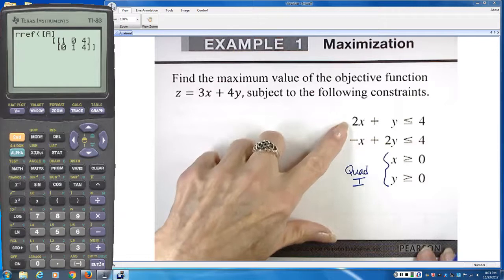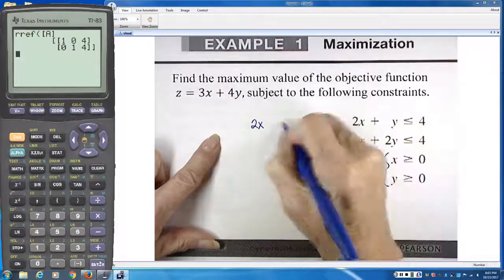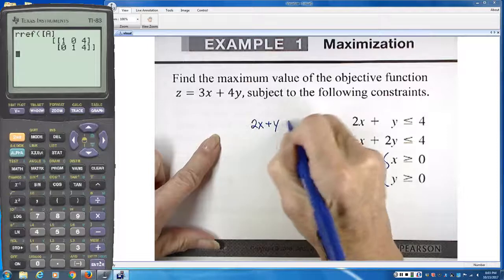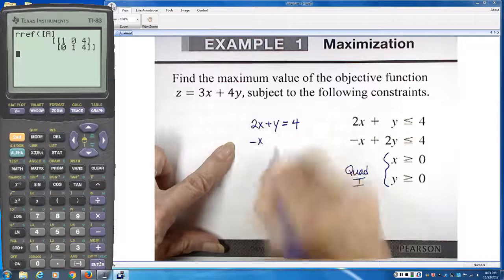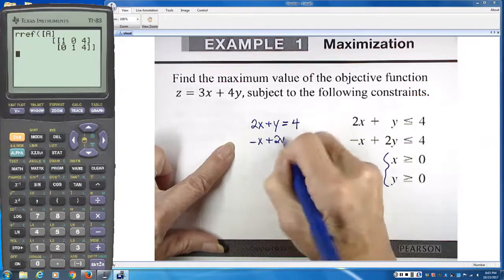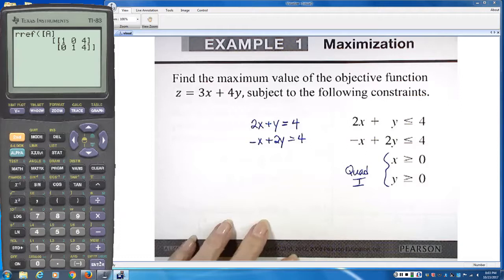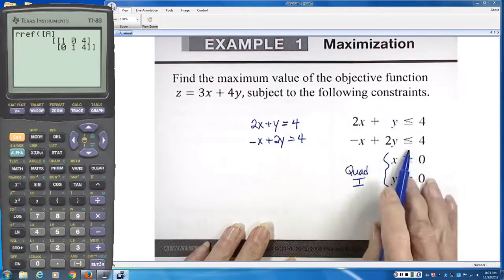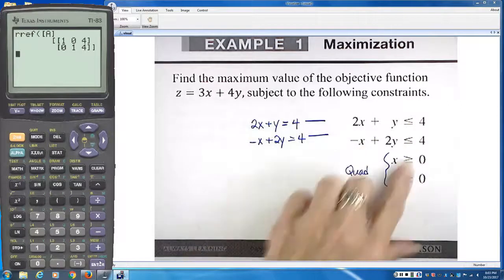So these are going to be our two constraints. 2x plus y equals 4 is going to give us our first boundary, and negative x plus 2y equals 4 is going to give us our second boundary. They both are going to have solid lines because they're equal to or less than.